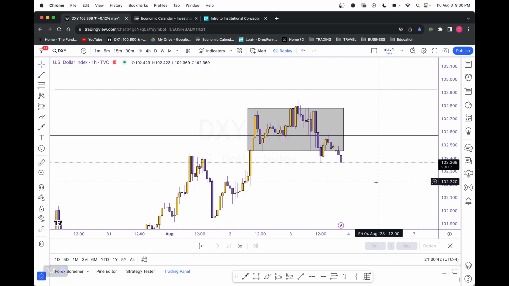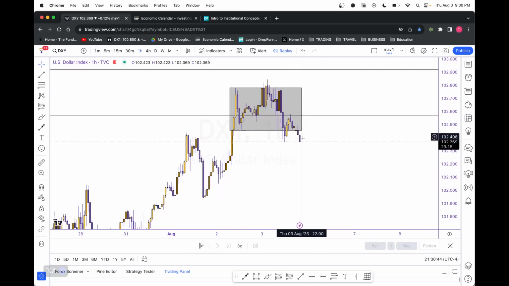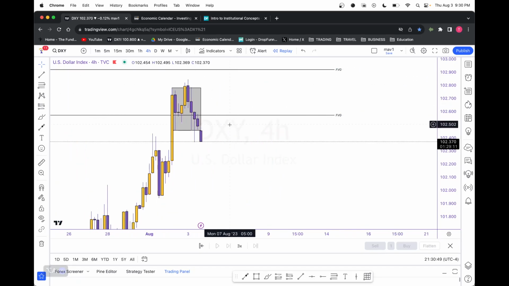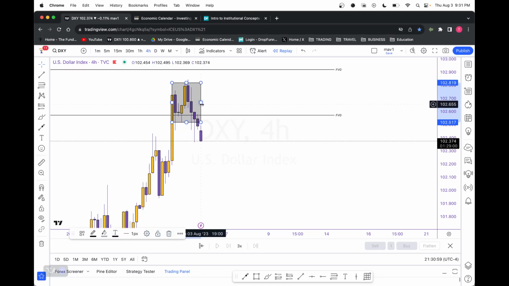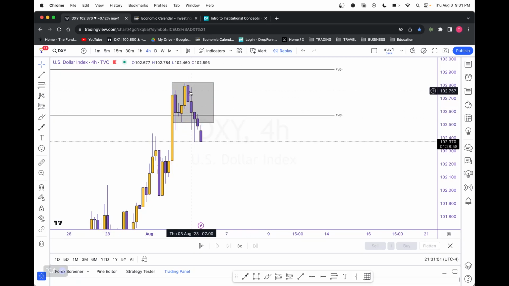So I am expecting to see dollar sell off from this position, especially looking on a 4-hour time frame. We could see again this whole consolidation that we had here really just fills into this order block right here. So there's our order block. And on the 4-hour time frame, you can see that they traded down below, traded back up in, and then they're trading away.